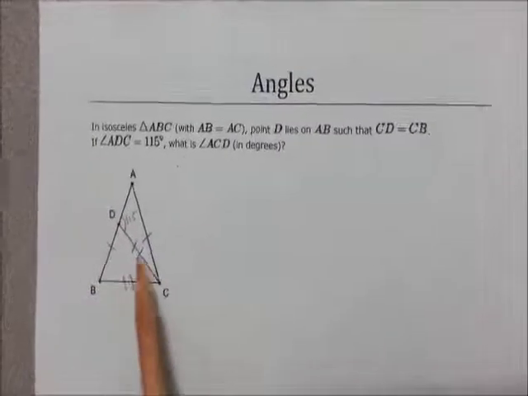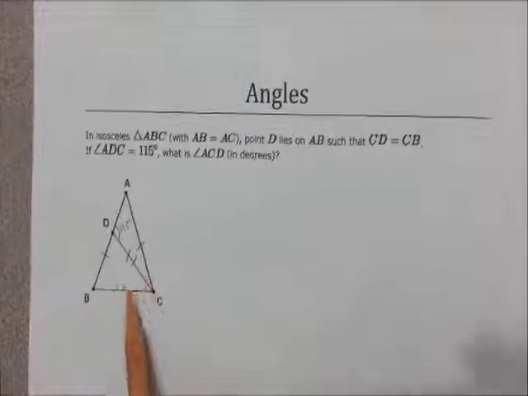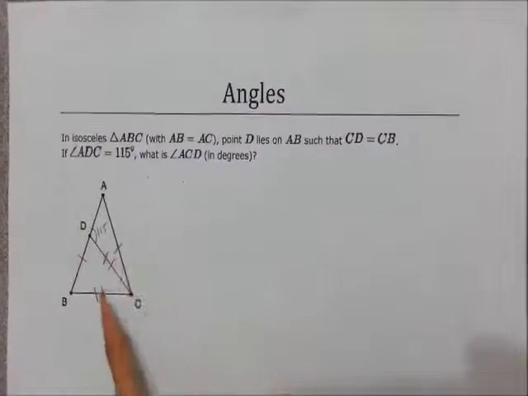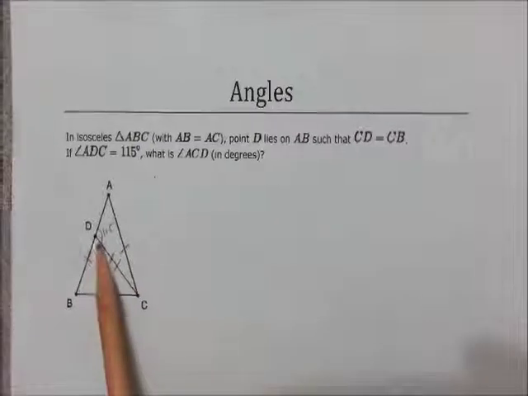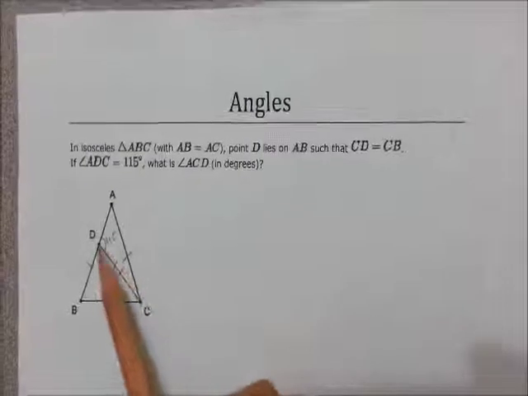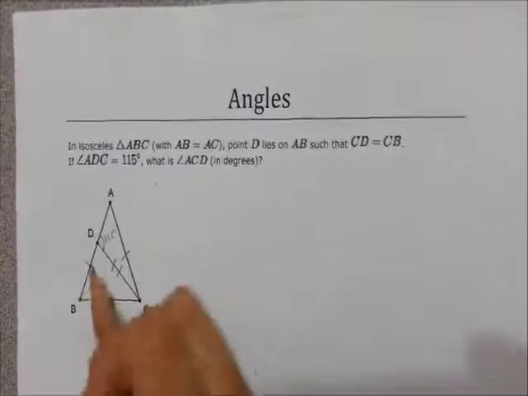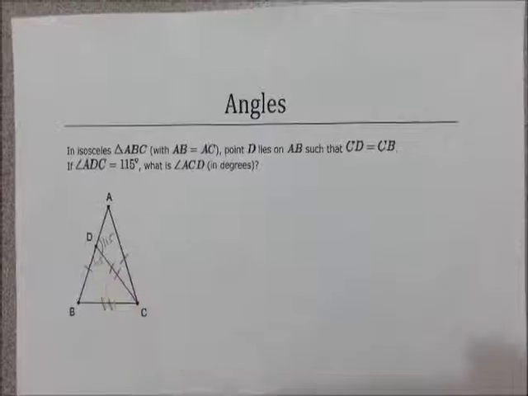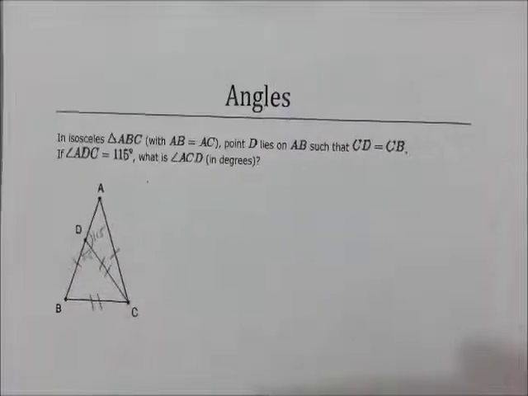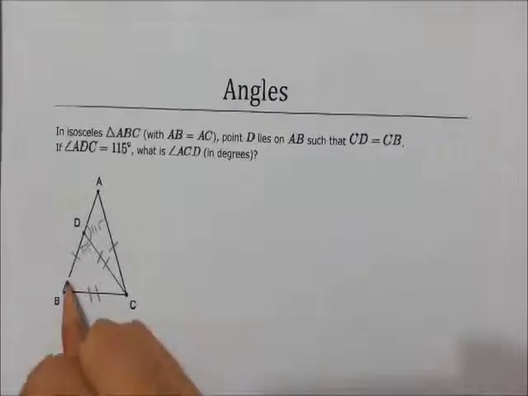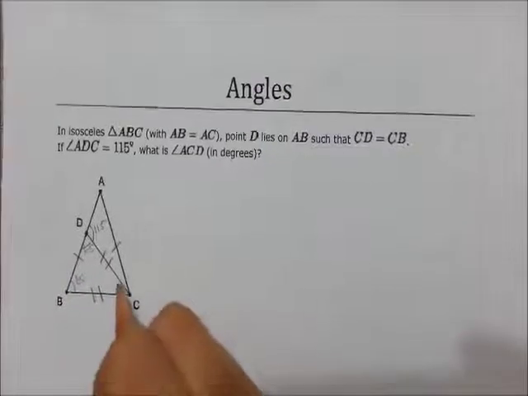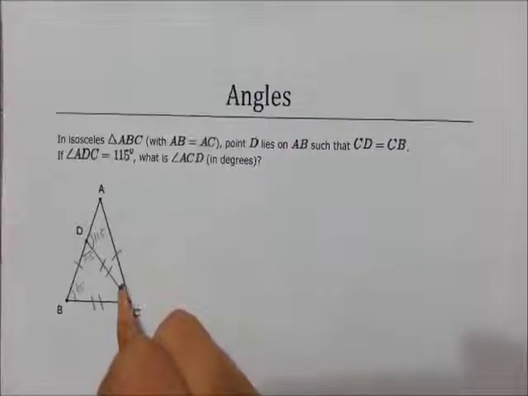Well, if we know that the sides are equal, then the angles must also be equal. And we can find this because the supplement of 115 is 65, 180 minus 115 is 65. And the sides are equal, so this also must be 65. This is also 65, but they only want this.